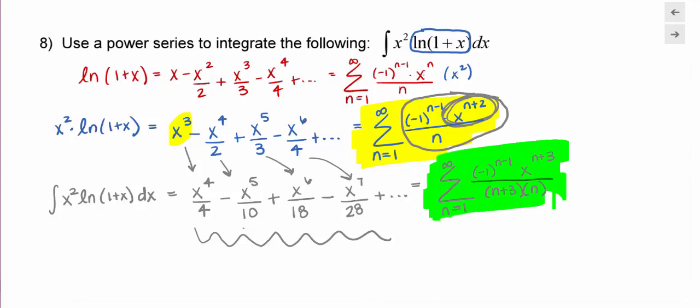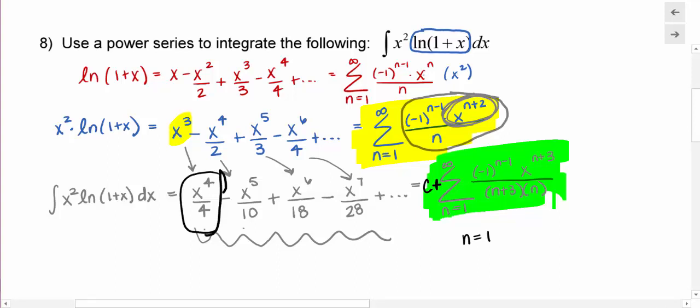Again, most people put this plus c in front of their summation because there could be some constant of integration there. And so if n equals 1, am I getting my first term, which is x to the 4th over 4? If n is 1, that would be negative 1 to the 0, so that works for me. And if n is 1, I get x to the 4th over, n is 1, that would be 4 times 1.